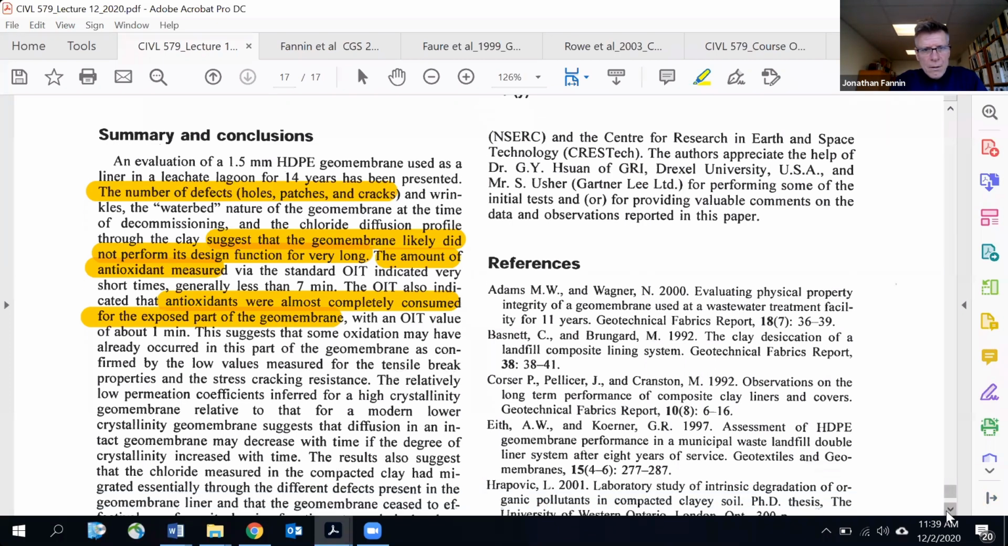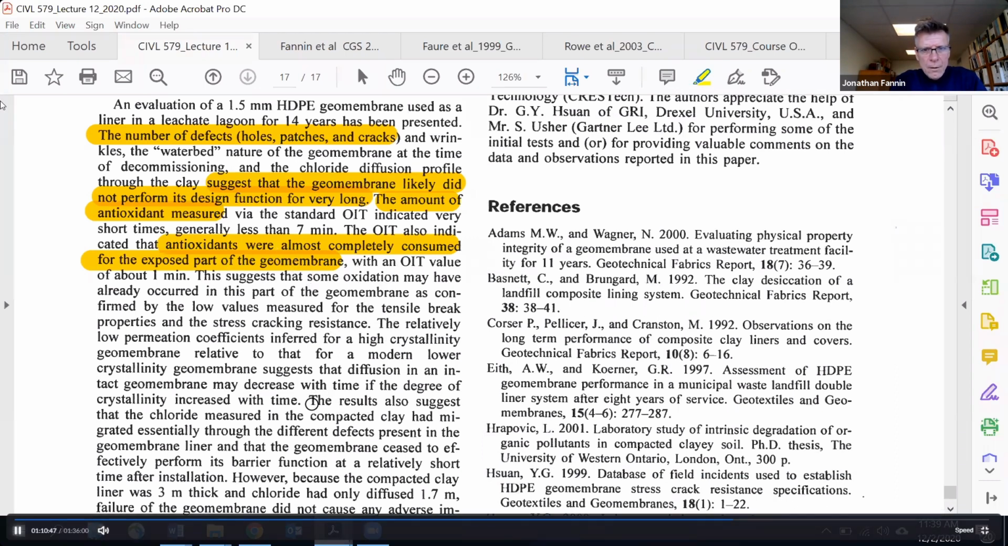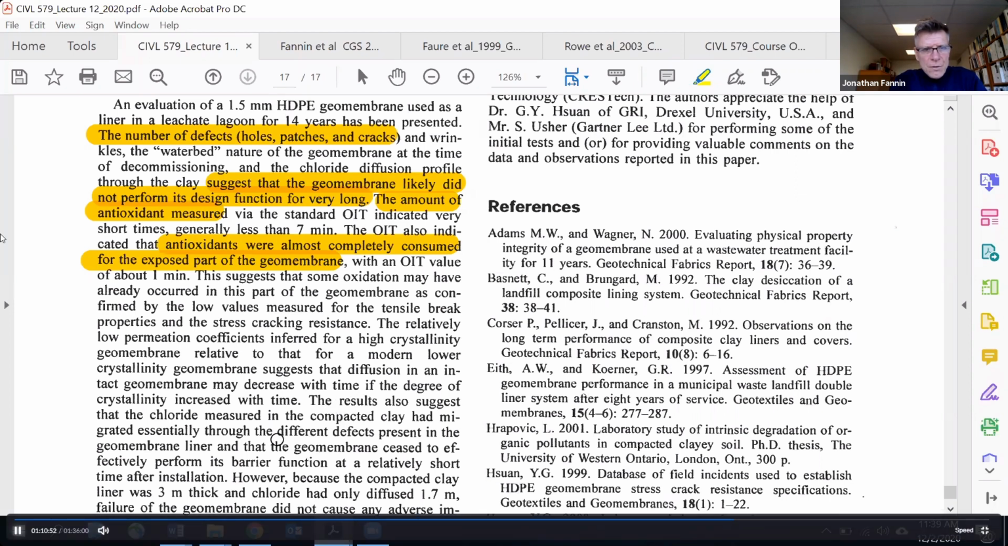If we carry that on through, we talked about that OIT. I didn't really talk about stress cracking resistance, and that's a little bit of a dark art in some respects. Right. Show that the geomembrane ceased to effectively perform its barrier function at a relatively short time after installation.